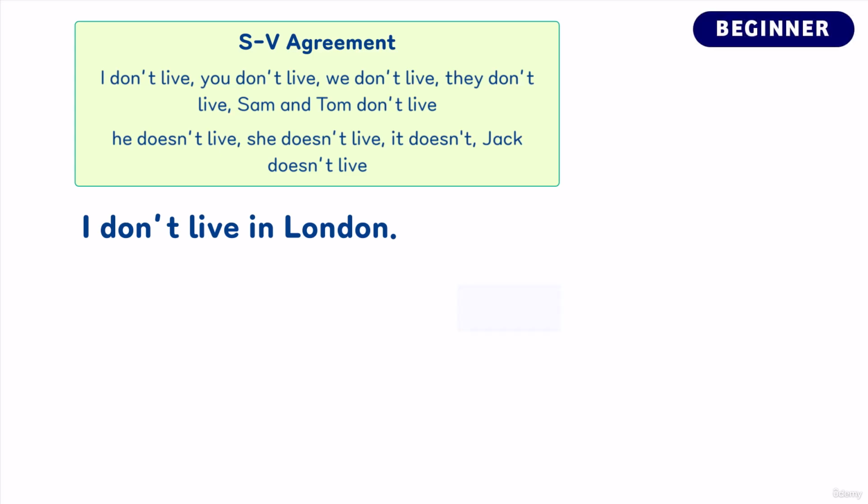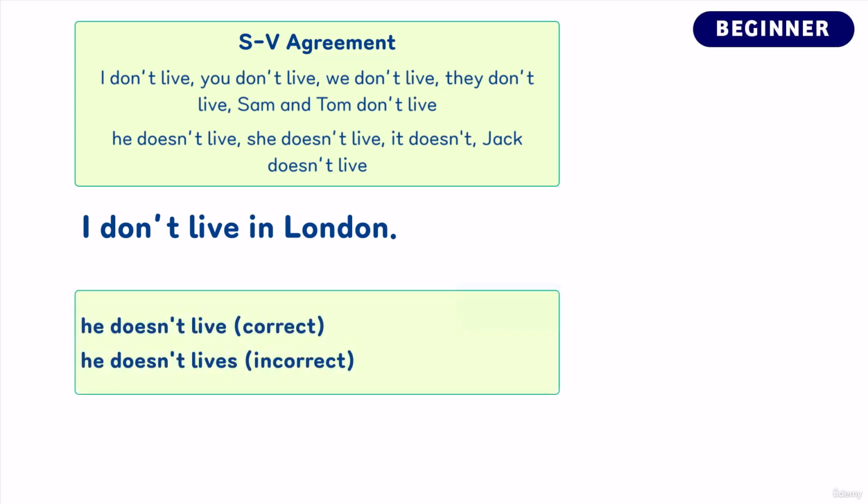When we use an auxiliary verb, the auxiliary verb changes to match the subject. So the main verb does not change. So we say doesn't live, and we never say doesn't lives. So do keep that in mind.